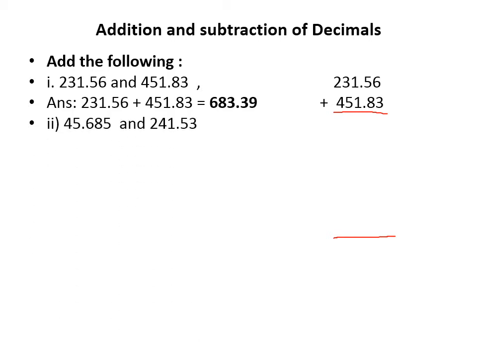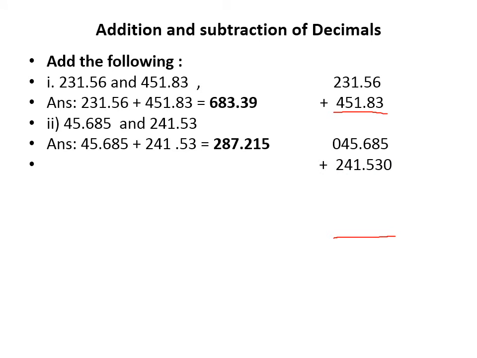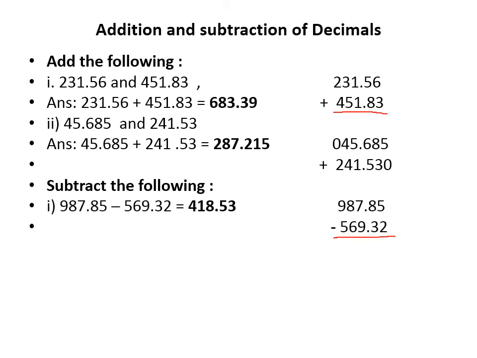Same way you can add this second decimal number. So you arrange vertically according to their place values, then you will get the sum. Now same way subtraction we do it.